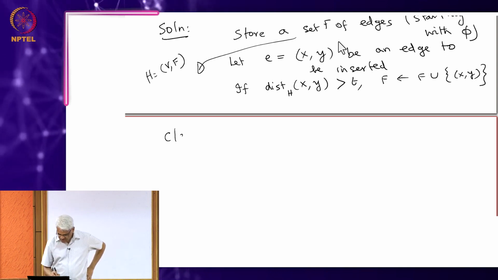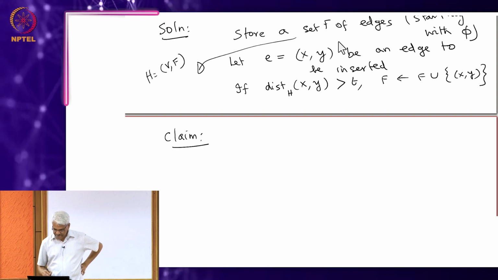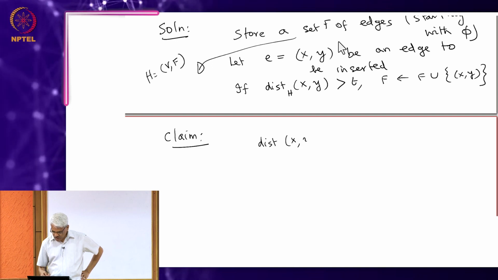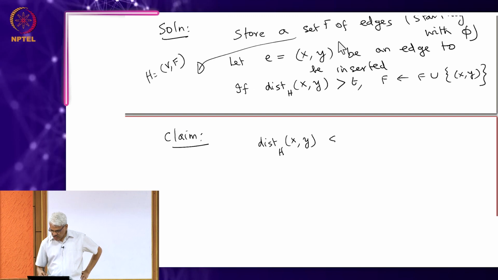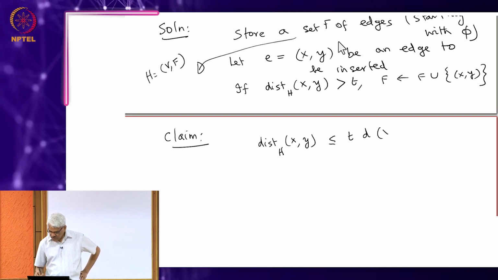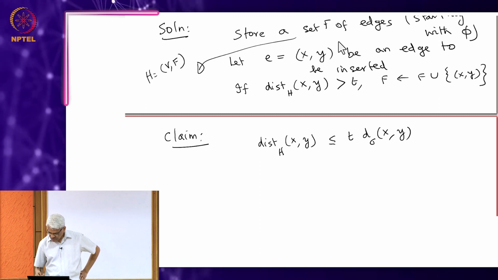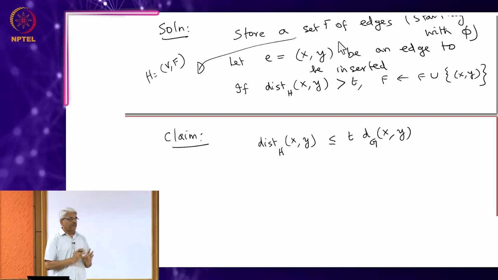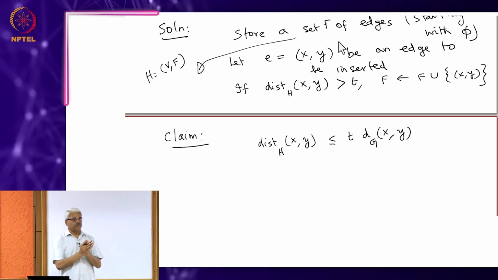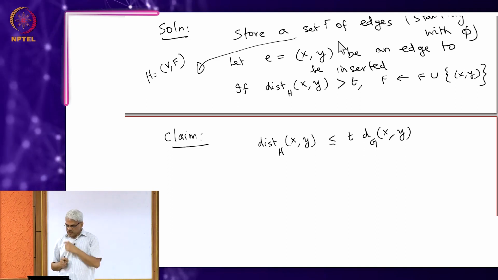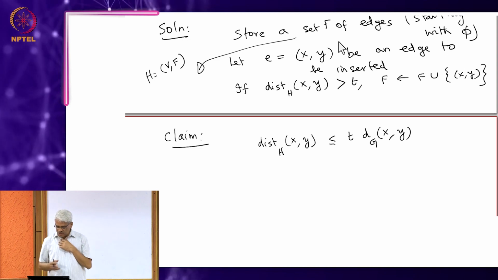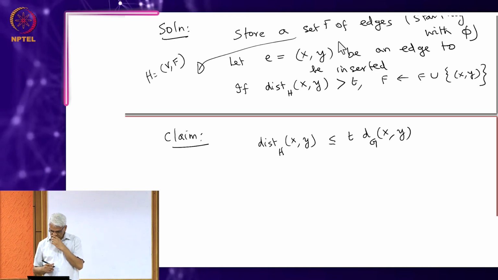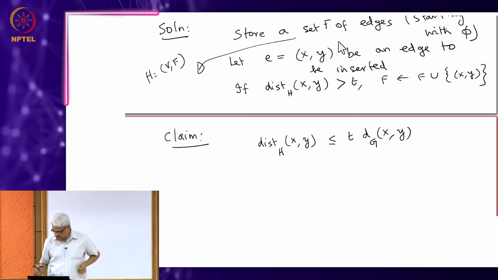So the claim is the distance between x and y in H, which I am storing, is at most t times its original distance in the graph. So this subgraph is a good enough approximation, it has enough to find an approximation to the shortest path. This is not very hard to show. Let us try and prove it.